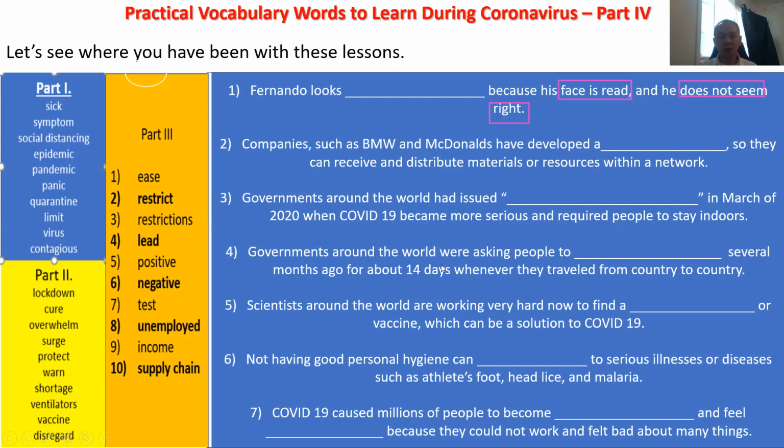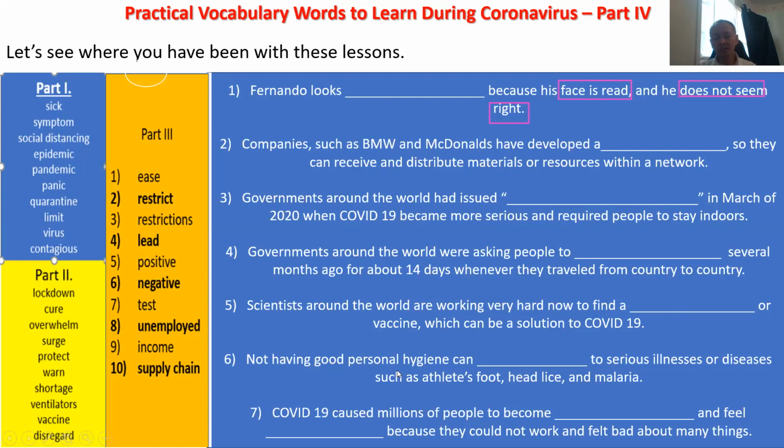Number 4, governments around the world were asking people to blank several months ago for about 14 days whenever they traveled from country to country. Number 5, scientists around the world are working very hard to find a blank or vaccine which can be a solution to COVID-19.